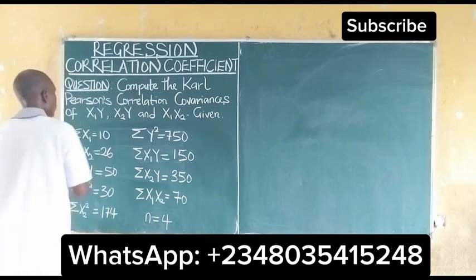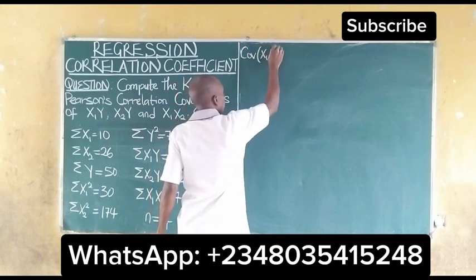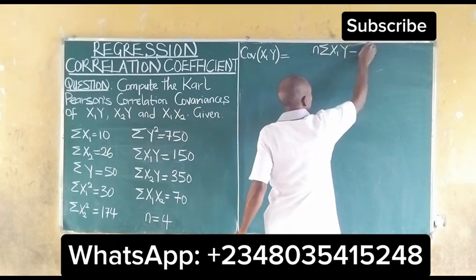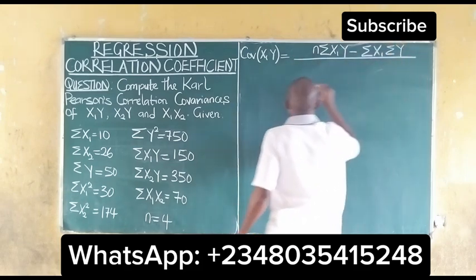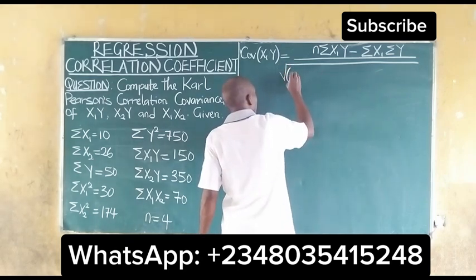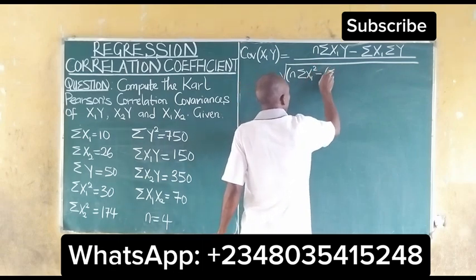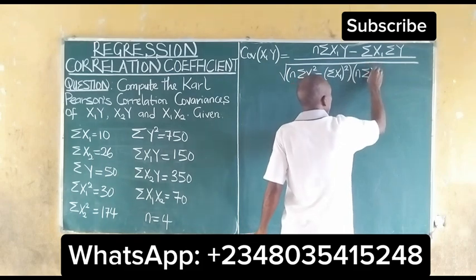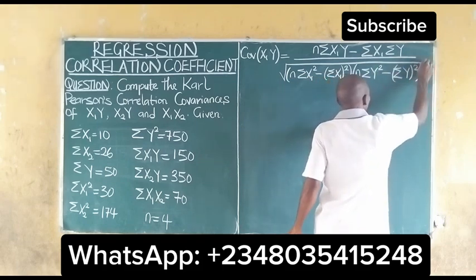Now we write out the covariance of x1y. The covariance of x1y, like we've written before, is the same thing as n summation of x1y minus summation of x1 summation of y, all over the square root of n summation of x1 squared minus summation of x1 all squared, into n summation of y squared minus summation of y all squared. So this is what we have.